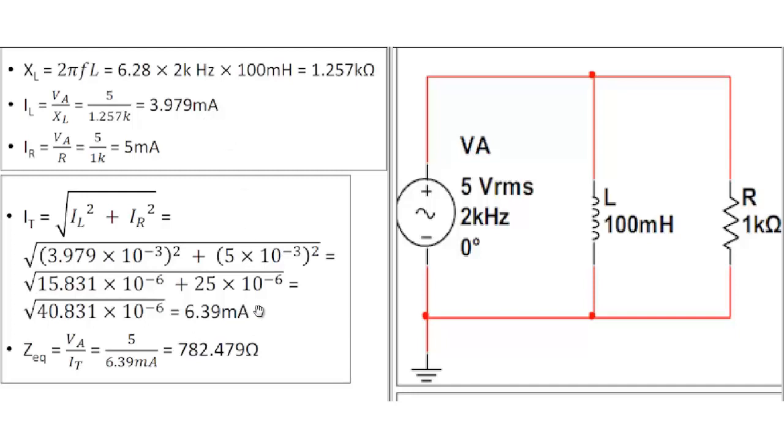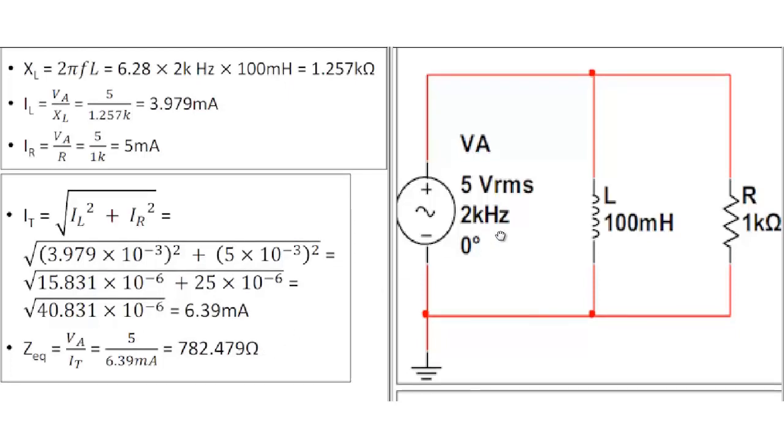Now, why do you need to know the total current? Well, because you take the total current and divide it into this 5 volts RMS using Ohm's law, and you get the equivalent impedance. The equivalent impedance is important because this circuit in and of itself is rather useless. It's like a potted plant just sitting there doing nothing. It means nothing.